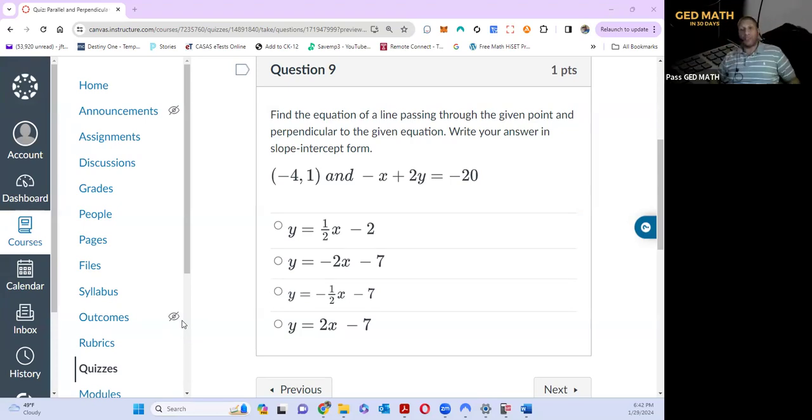A young lady called me yesterday. She was like, Mr. Tinsley, I'm working on distributive property, linear equations, and system of equations. Hold on. You can't do algebra if you don't know distributive property. If you don't know algebra, you can't do linear equations. If you don't know linear equations, you can't do system of equations. So you just wasted hours and hours and hours.